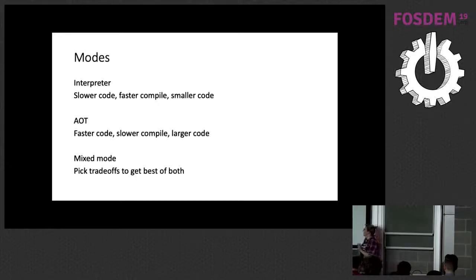So we also have this hybrid mode or mixed mode where you can combine the two. So you can use AOT for some of your code, like the class libraries or really hot methods and so on. And then you can use the interpreter for stuff that isn't used as frequently. So that essentially lets us pick the trade-offs to get the best of both worlds.